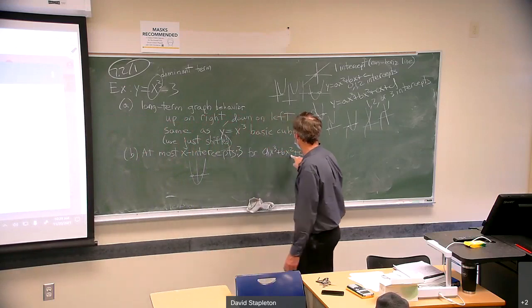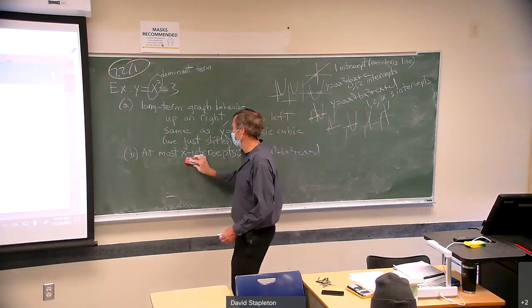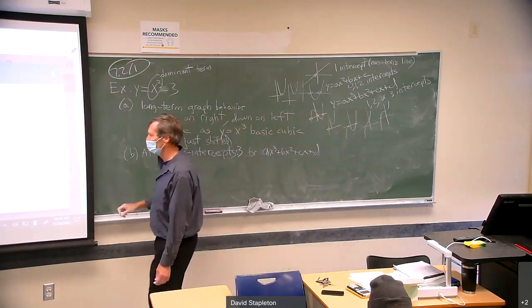Thinking of ax cubed plus bx squared plus cx plus d in general, what could it have? Even though this one only has 2, we'll say it has at most 3. I'm sorry about the question.